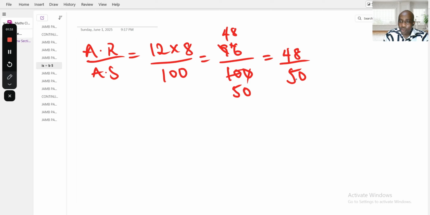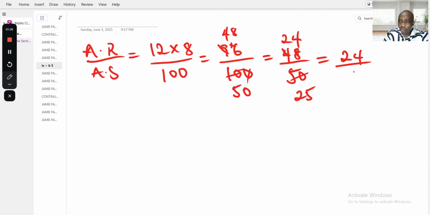What again can go? 2 can still go. How many 2s can we see in 50? 25. 2 in 4, 2. 2 in 8, 4. What can go again? I think that's all. 3 can go in 24, but 3 cannot go in 25, and 5 cannot go. Our final answer is 24 over 25.